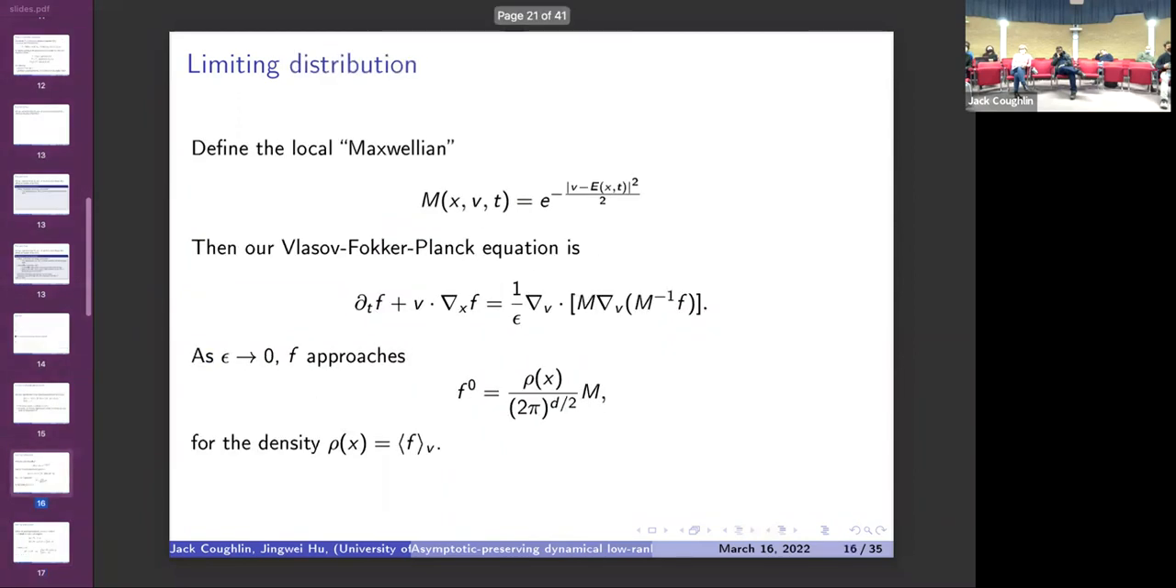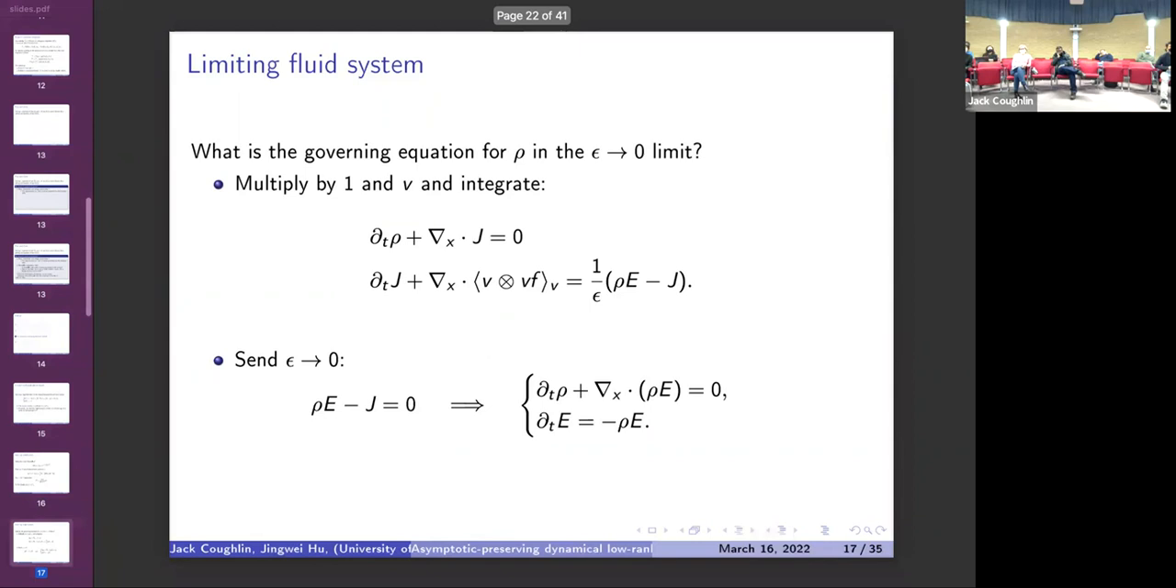So this rho that we just wrote down also has a limiting fluid system. And it's not a super interesting one, but we can discover it by taking moments of the equation and sending epsilon to 0 again. And we find that rho E ought to equal J, which gives us this coupled system here. So Ampere's law again. And this is like a continuity equation for rho, with velocity E. And it sort of describes like a creeping flow of charge to neutralize the potential gradient.